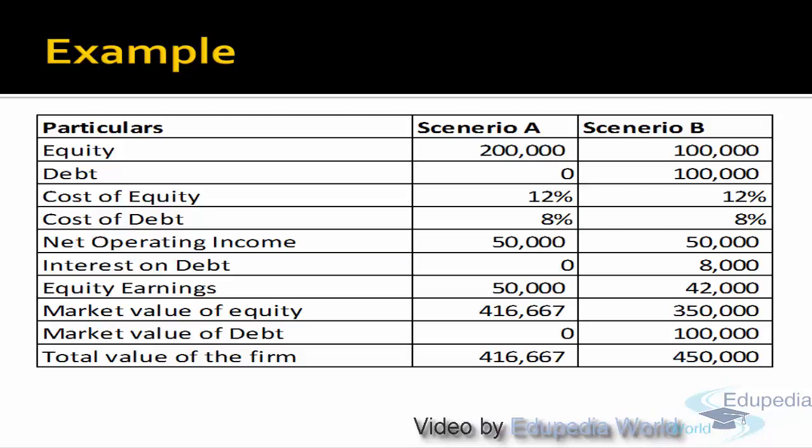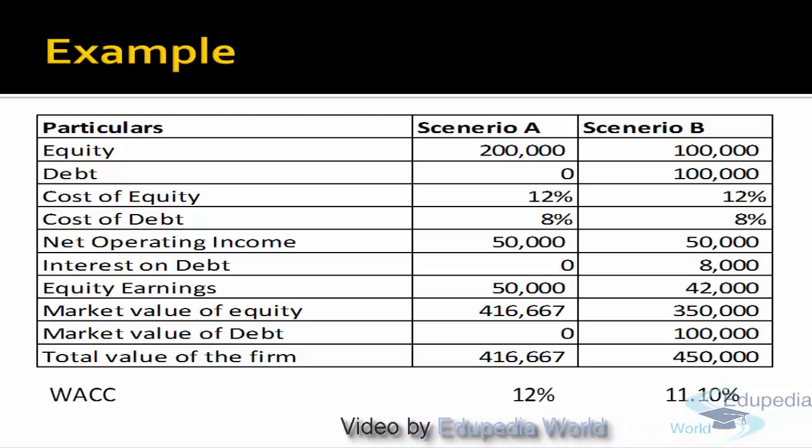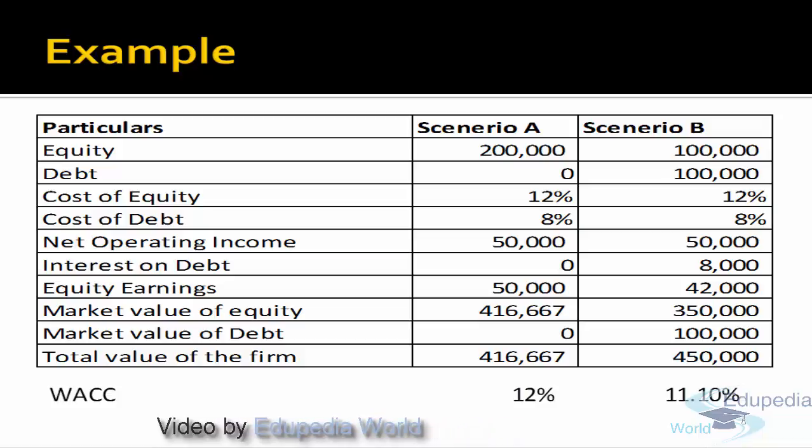Let's compute the weighted average cost of capital first. In scenario 1, the weighted average is 12%, as the total weight is of equity. In scenario B, it is 50% of 12% and 50% of the 8%. That will be 11.10%. So the weighted average cost of capital in scenario B is 11.10%.